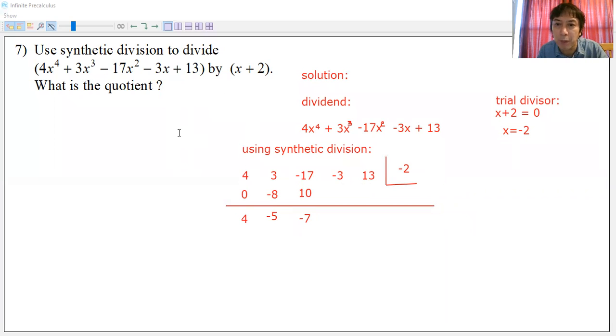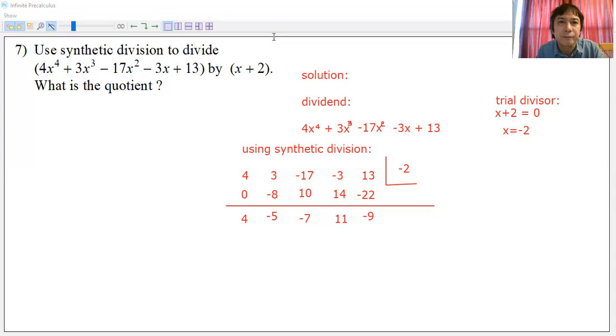Next multiplication is positive 14. That will be written over here. And then fourth addition, that should be about 11. Okay, that results to 11 there. Next product is negative 22 to be written at the final column. Negative 22 there. Okay, so this will be our final addition, negative 22 and positive 13. That results to negative 9. Okay, our remainder is a negative 9 there.